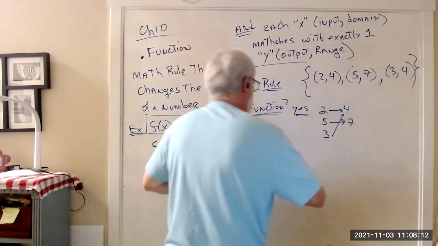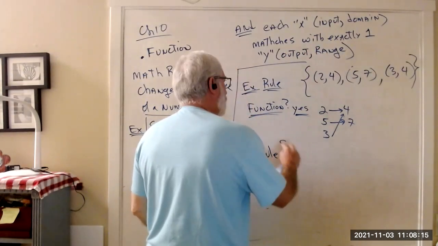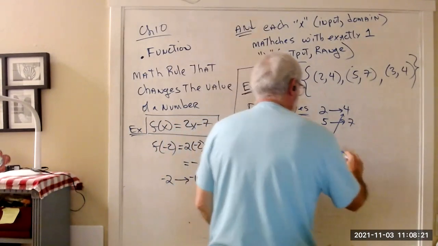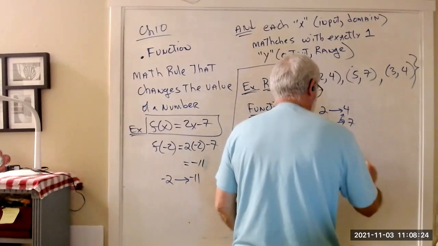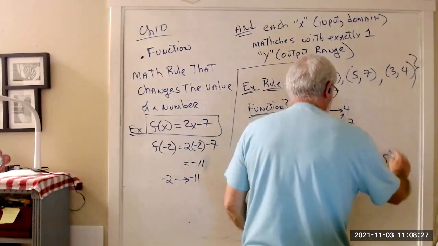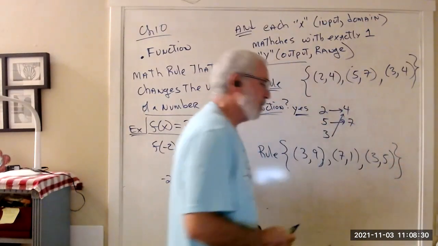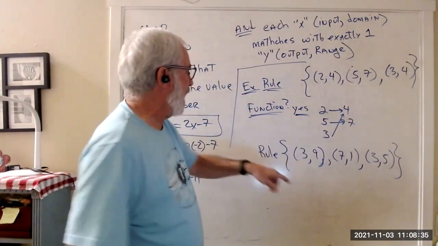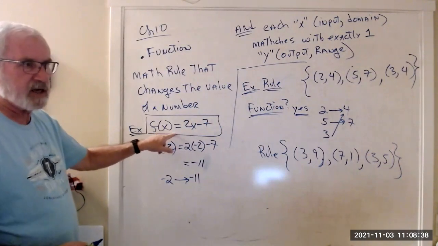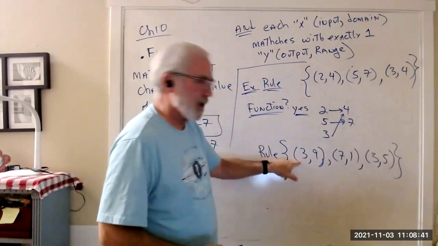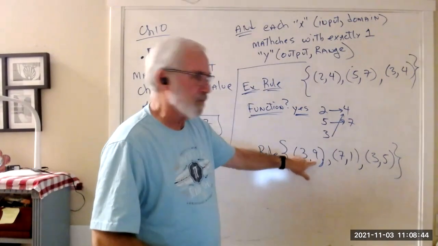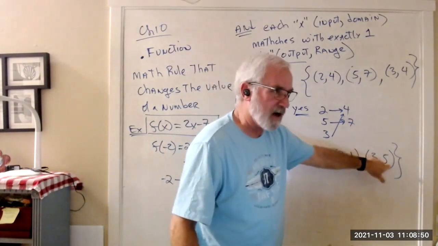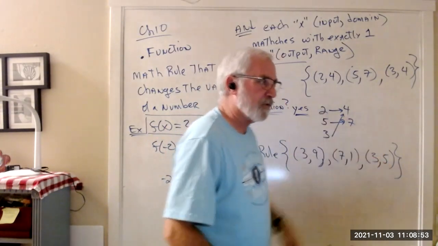However, let's look at this one, a new rule. 3, 9, 7, 1, 3, 5. So here's another rule. Again, somebody was up late at night drinking a bunch of beers or whatever, and they came up with some crazy f of x like this. I don't know what it is. And 3, put it in, came out as a 9. 7, put it in, came out as a 1. 3, put it in, came out as a 5. Is this a function?